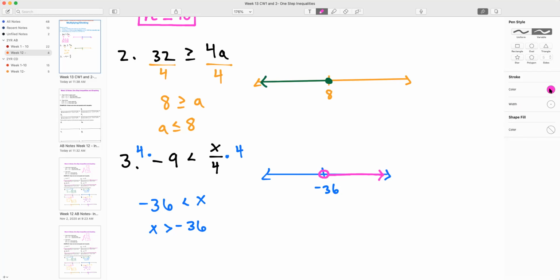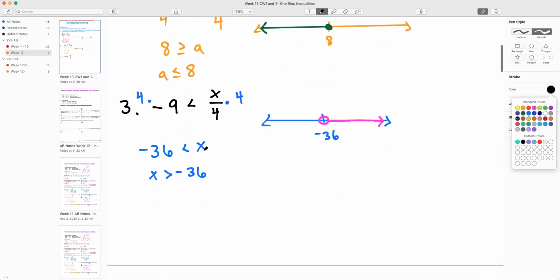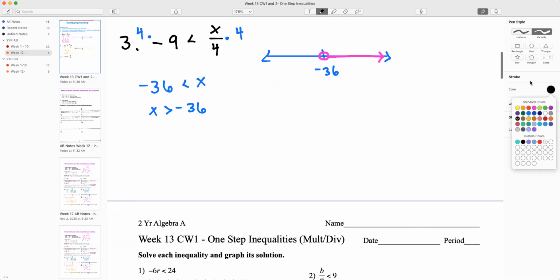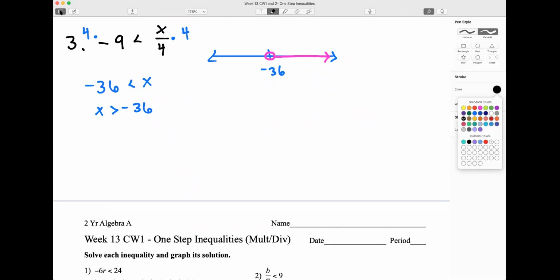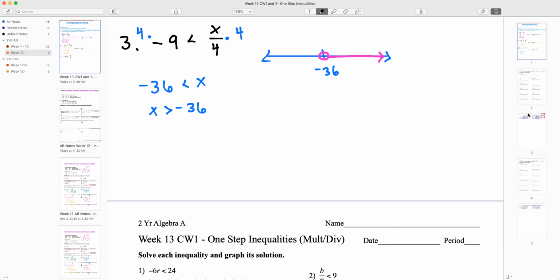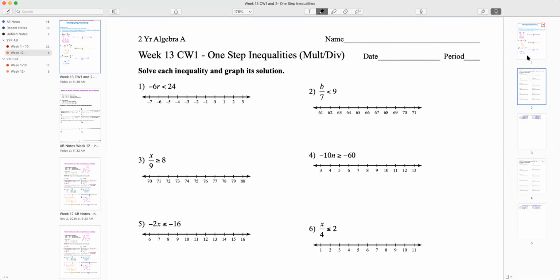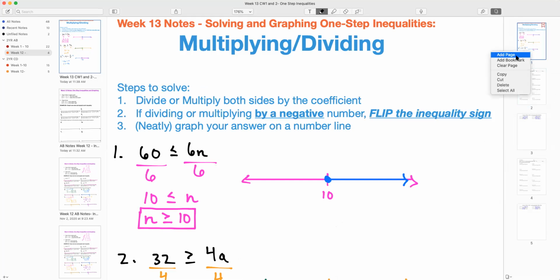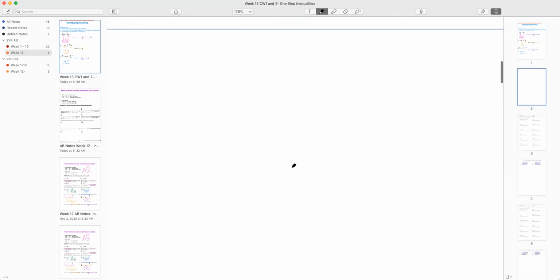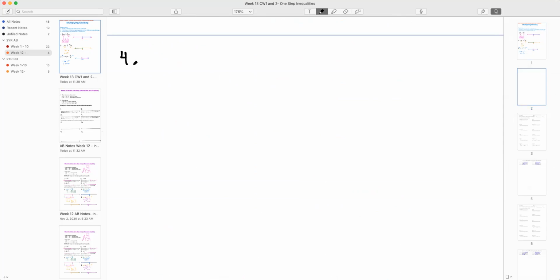Okay, so number 4, and I actually don't know if I'll be able to do this, so let me get another page. So number 4, we have 6 is less than m divided by 2.